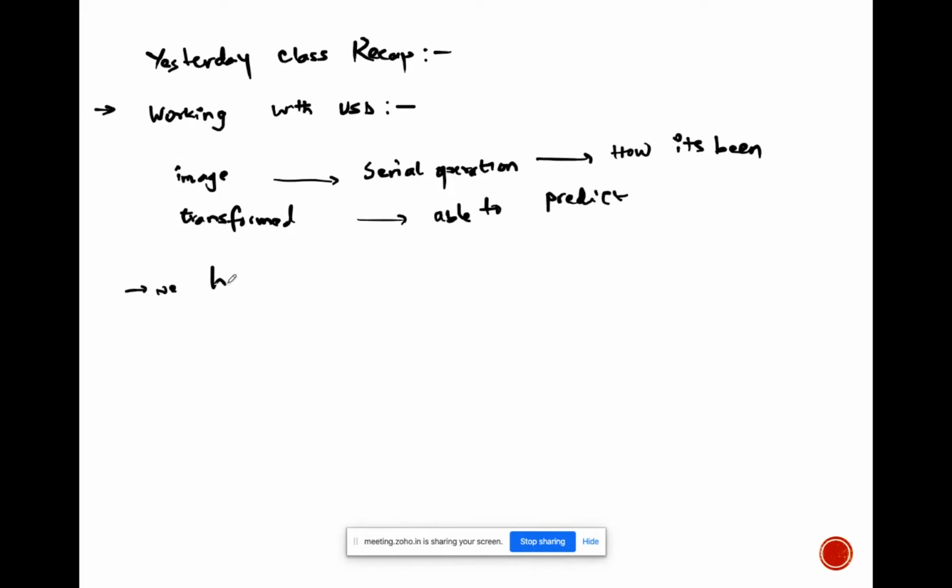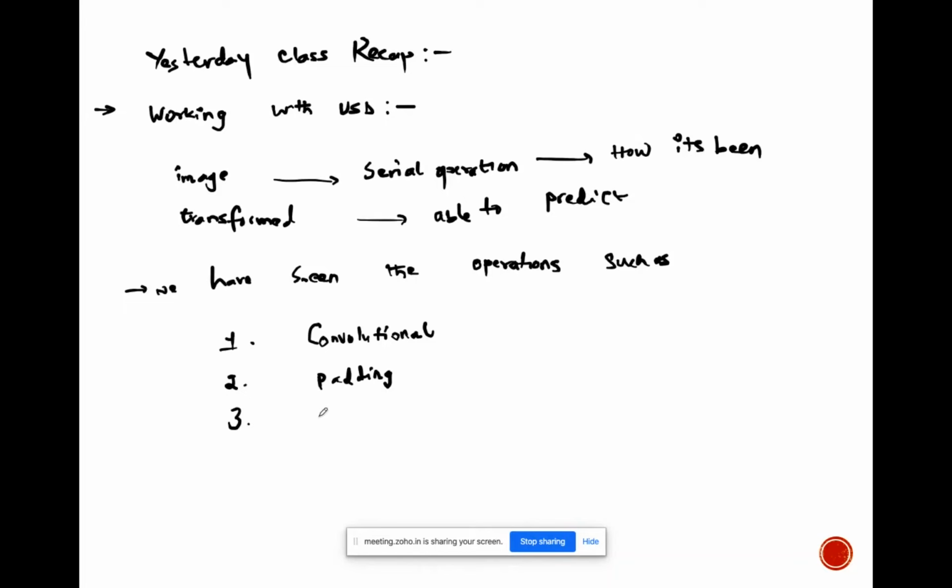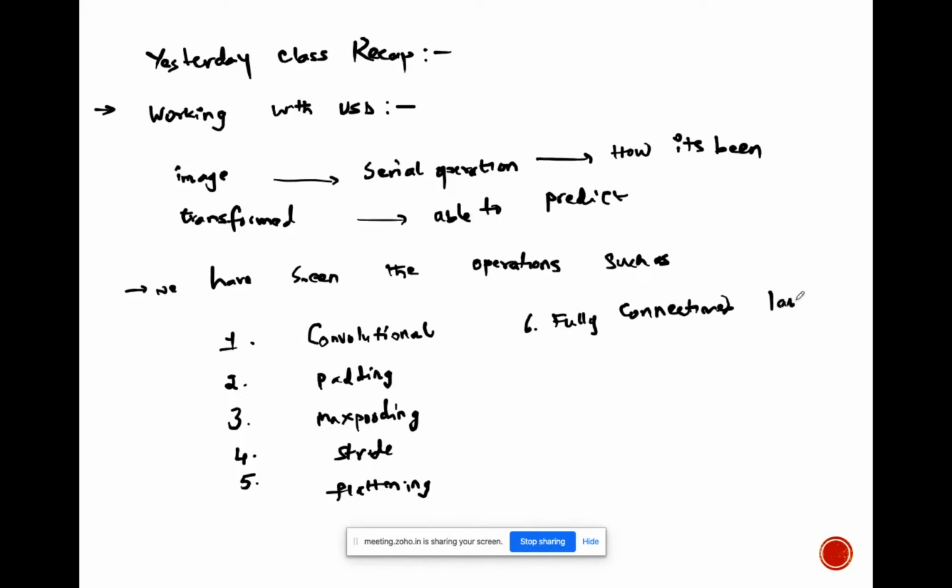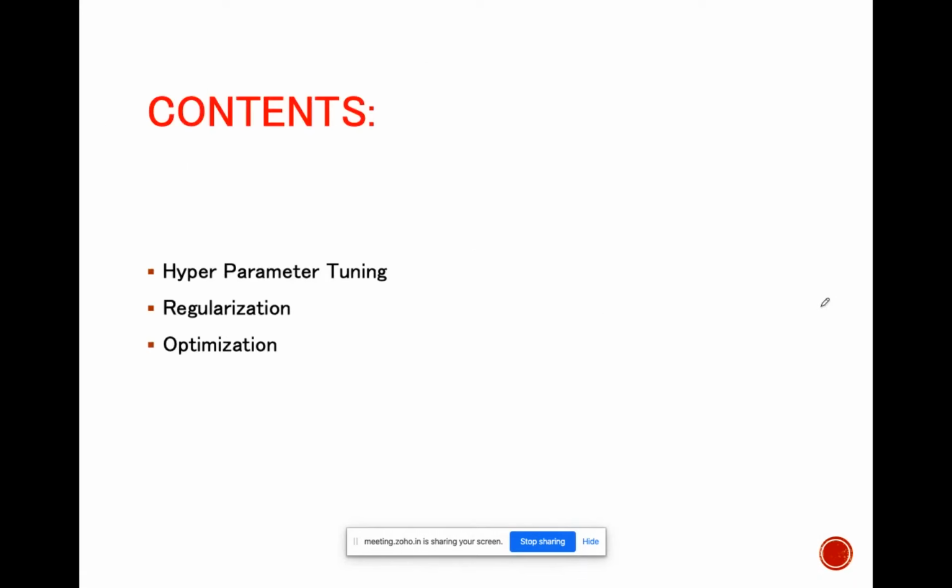Here we have seen the operations such as convolutional, padding, max pooling, stride, flattening, and fully connected layers. Right.